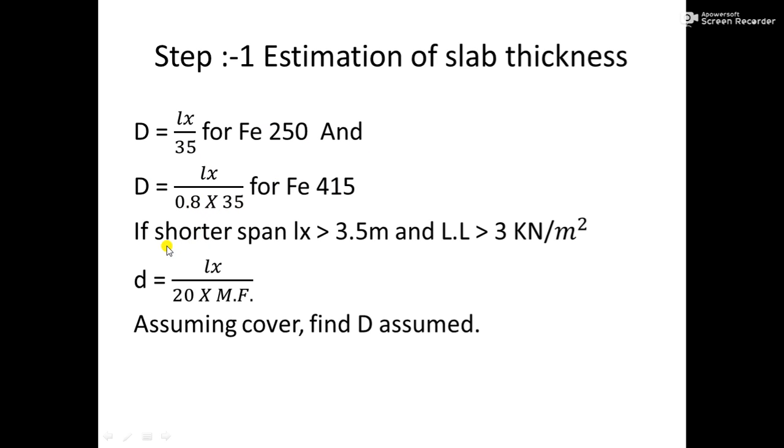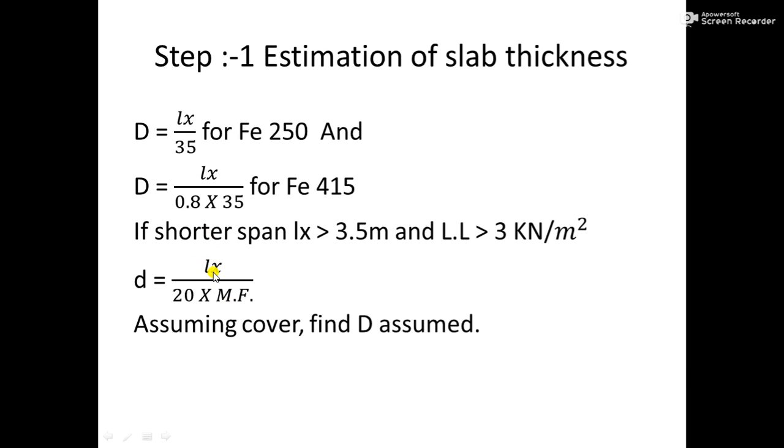Otherwise, if shorter span Lx is greater than 3.5 meter and live load is greater than 3 kilonewton per meter square, the effective depth assumed is D equal to Lx upon 20 into mm. Assuming cover, find the overall depth, and these are the assumed overall depth. So you can start with these formulas, or directly start like this, Lx upon 20 into mm.